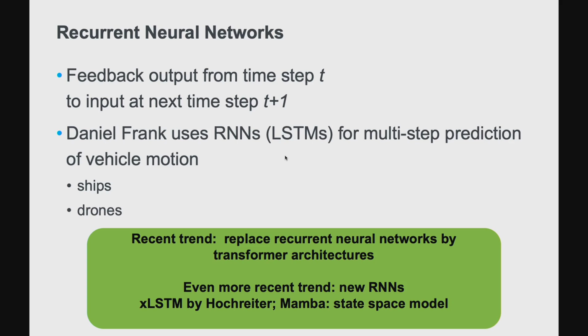Because, for example, in the case of a ship, you want to plan the route such that you use as little fuel, some gas, as little gas as possible. And of course, you want to keep it under control and lead it to the target. So you want to do multi-step predictions.